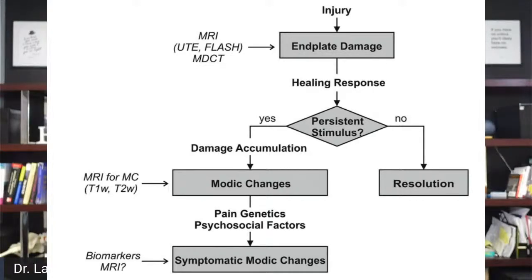And there are different ways for you to be able to see it, sometimes under MRI, but sometimes these modic changes are really influenced by different things like genetics and other things that can cause you to actually feel that and feel the pain. And so, as you can see, this mentions biomarkers and MRI. Are there ways to potentially identify this sooner rather than later?